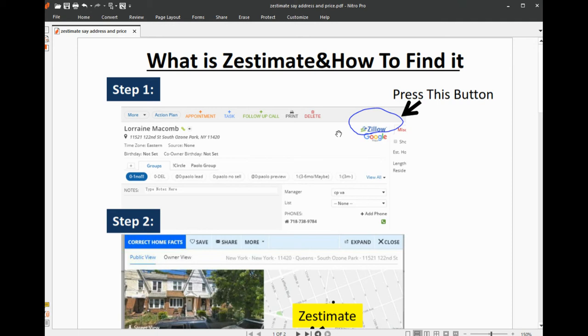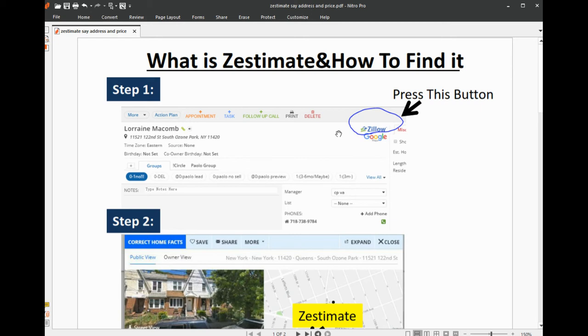Then when we call them on the phone, we'll know that we'll have to write that down in our notes so we know that maybe the seller is not realistic about the market. This way we'll know what to do next. So that's how important Zestimate is.